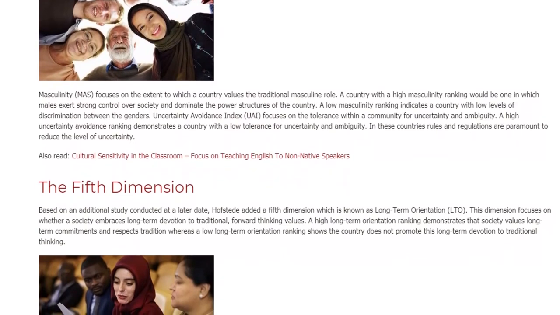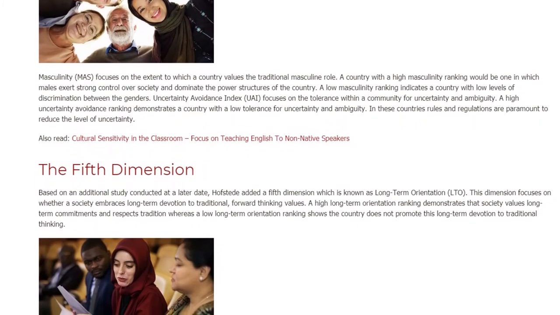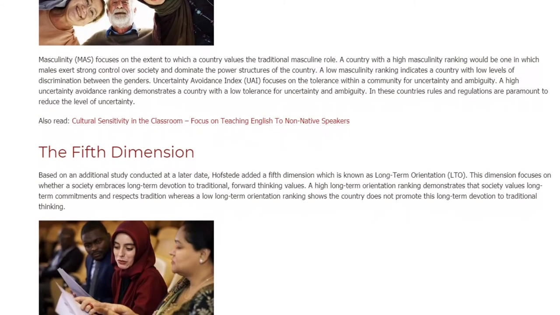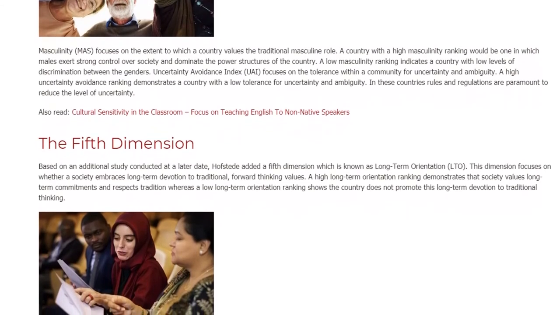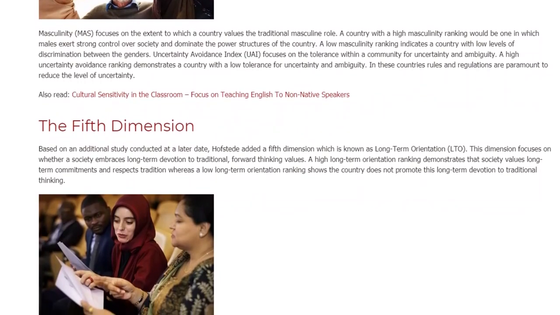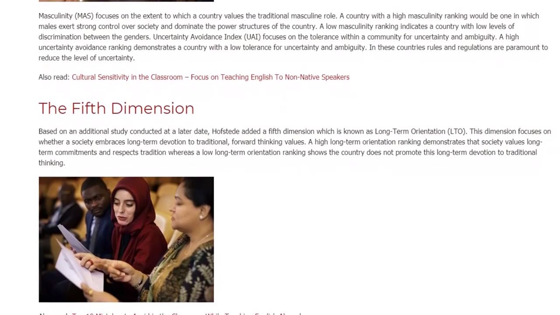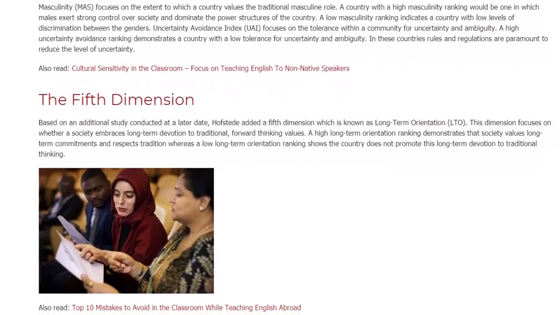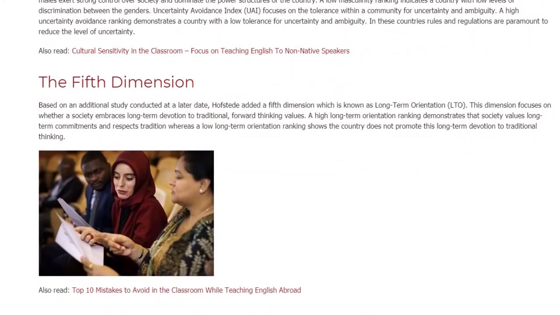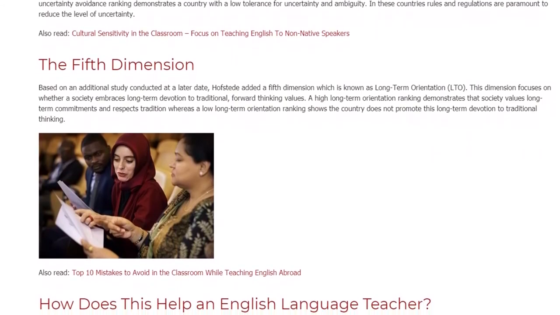The fifth dimension. Based on an additional study conducted at a later date, Hofstede added a fifth dimension, which is known as long-term orientation, LTO. This dimension focuses on whether a society embraces long-term devotion to traditional, forward-thinking values. A high long-term orientation ranking demonstrates that society values long-term commitments and respects tradition, whereas a low long-term orientation ranking shows the country does not promote this long-term devotion to traditional thinking.